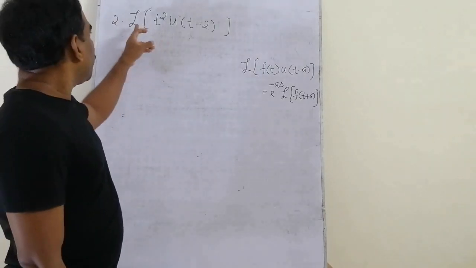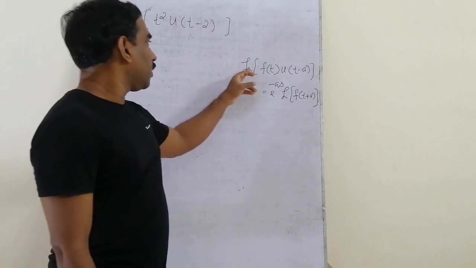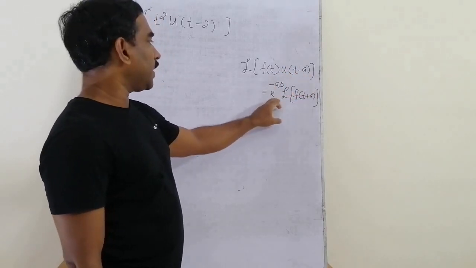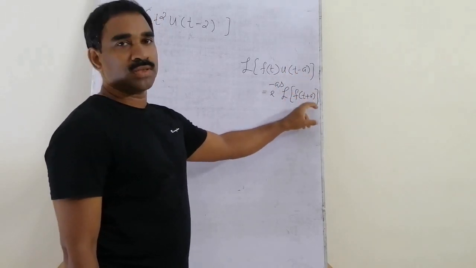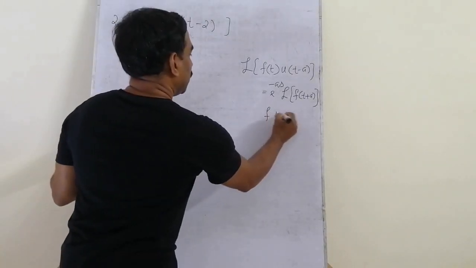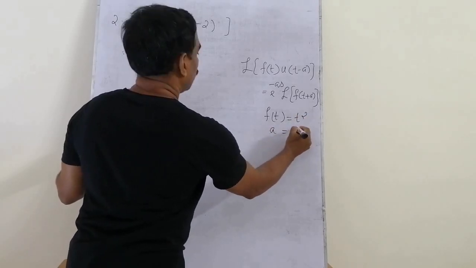For the second problem, find the Laplace transform of t^2 u(t - 2). We will apply the standard result: the Laplace transform of f(t) u(t - a) is equal to e^(-as) into the Laplace transform of f(t + a). Here the function is t^2, so f(t) is equal to t^2 and a is equal to 2.